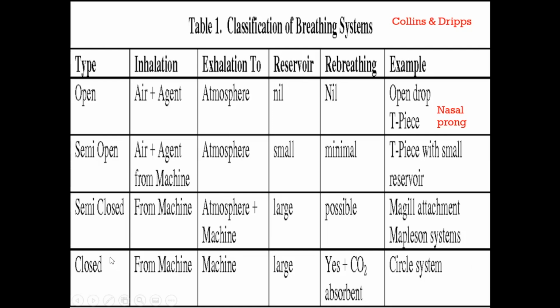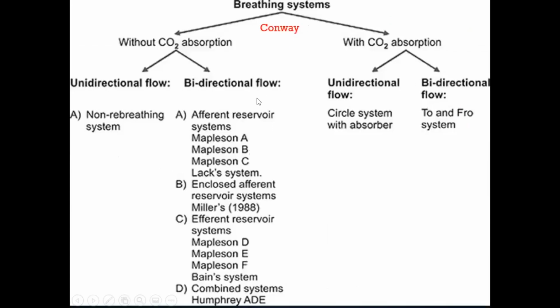So your circle system is a closed system. Your Mapleson system is semi-closed. Your T-piece is open. Okay, either T-piece with the reservoir. If you see in children, some T-piece doesn't come with a bag. Some T-piece has a bag. We attach a bag. Currently, all the T-pieces we have a small reservoir bag, the bag that we inflate and deflate manually. Next is the Conway classification.